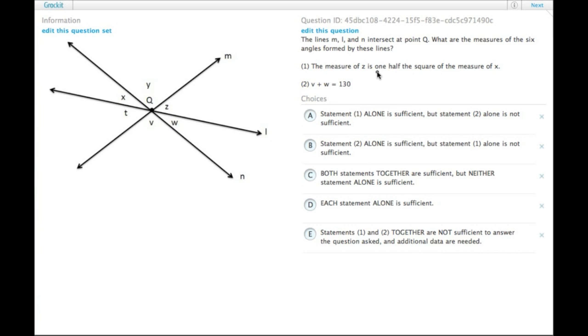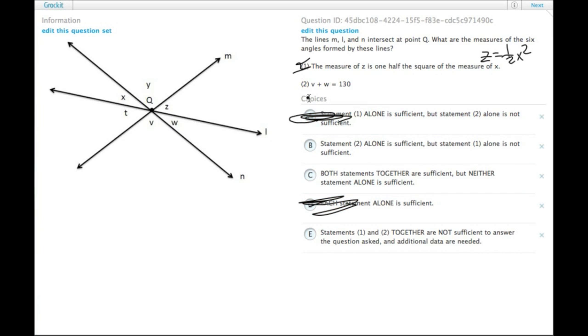Statement 1 tells us the measure of Z is 1/2 the square of the measure of X. So that tells us that Z equals 1/2 X squared. But we don't have any numbers to fill in. We could substitute this if we had some equations, but there's no numbers. So statement 1 is not going to be sufficient. We get rid of A and D.